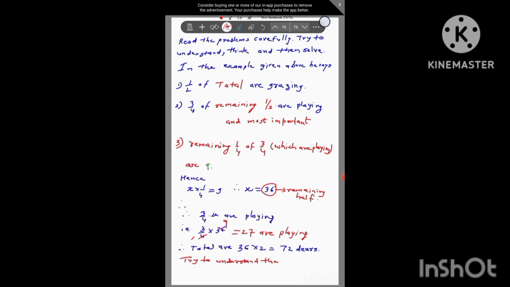Okay. So try to understand this. Again, I am saying this. There is some hinge in every problem that makes the problem difficult. So try to understand it. If you have any problem, write to me in the comment box and I will solve it.